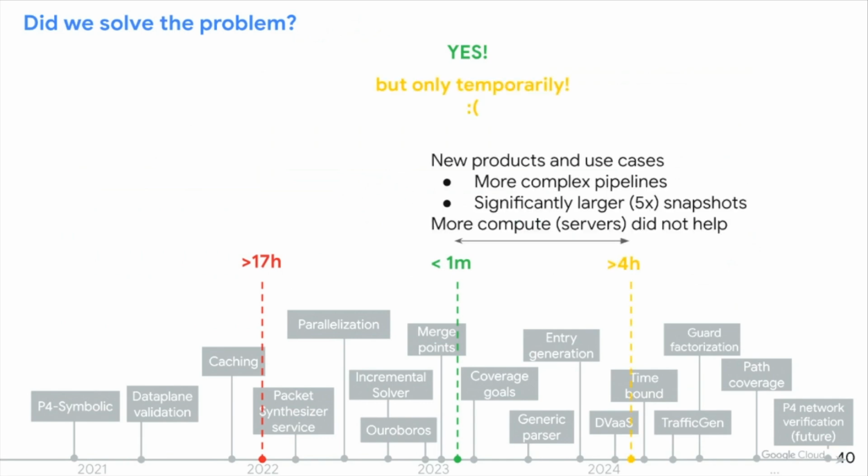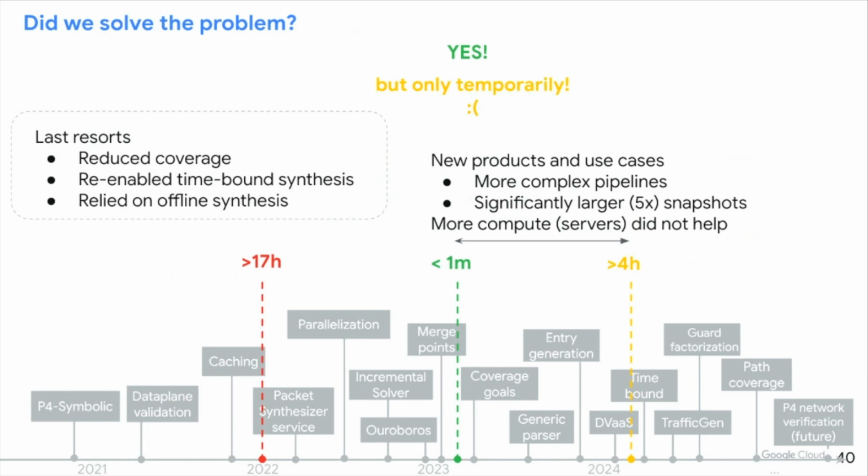But we also noticed that as new products came into the picture with many more use cases, it led to more complex pipelines and larger snapshots. This way, the time increased again, to more than 4 hours to serve the same request. And adding more compute servers also did not help. So for this, we'll have to go back and optimize the symbolic execution further. As a last resort, again, we had to reduce coverage, enable time-bound synthesis, and again rely on offline synthesis. As a result, we want to make symbolic execution efficient.